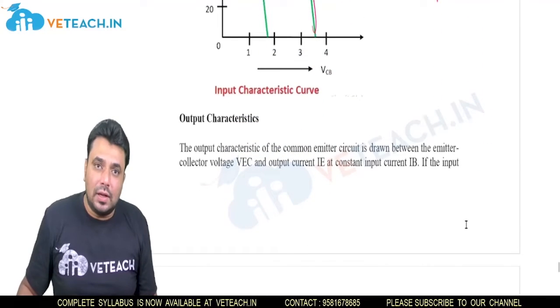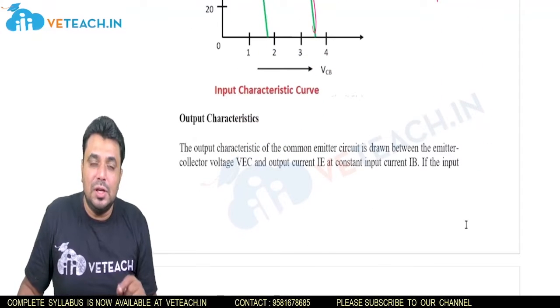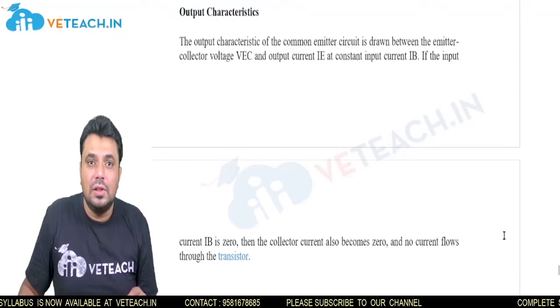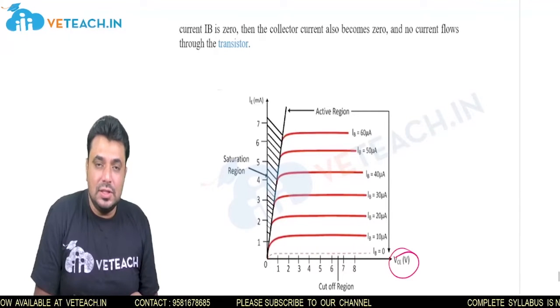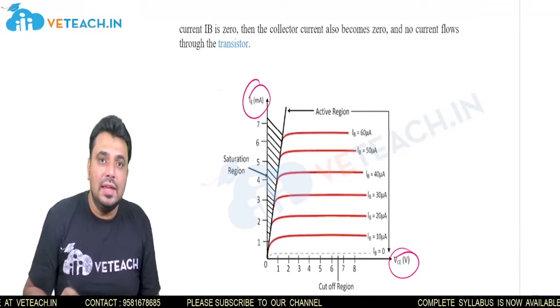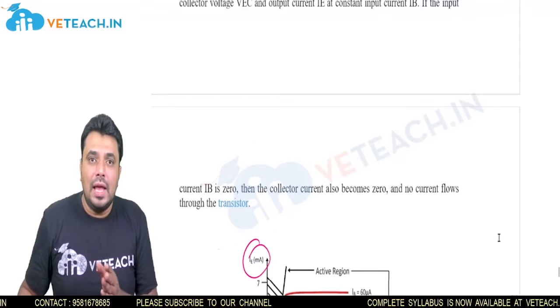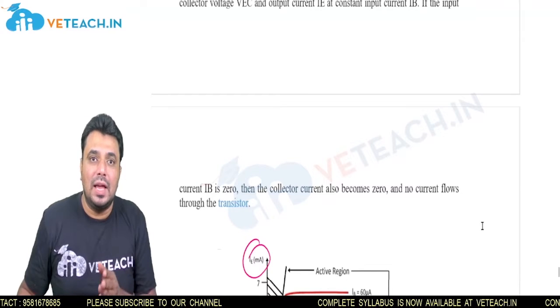Like that, you can draw the output characteristics. Whenever you draw the output characteristics, the input current should be constant, and the characteristics are drawn between the output voltage and output current. Here the output voltage is VCE, in volts, and IE is in milliamps. We know that compared to IE, the IB and IC values are very small, and the IE value is greater than IB and IC.